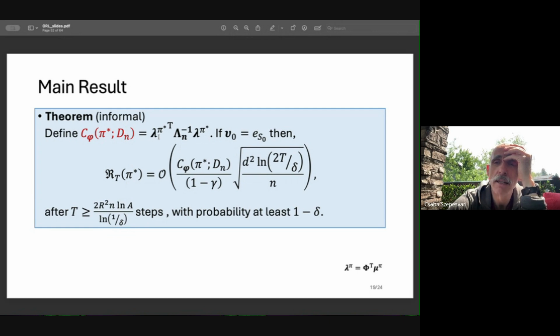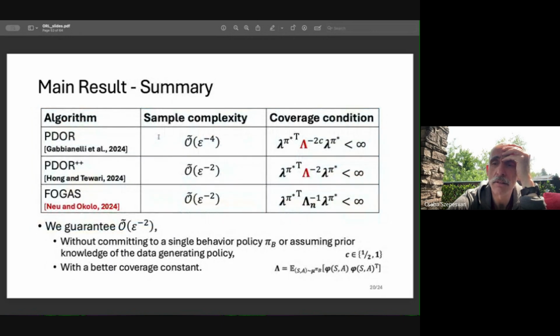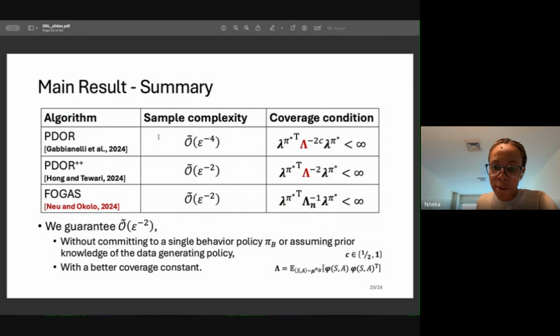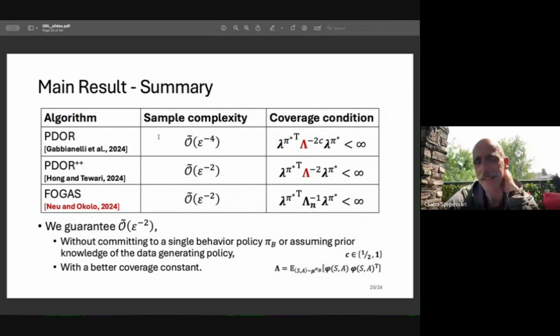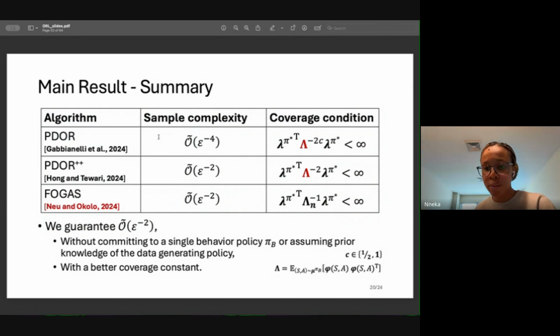And this was true for the other papers as well. Somehow they are using a generous data assumption. They required the behavior policy to be fixed, and they required it to be known, specifically for one of the papers, and in one case for another. And they also require the IID assumption.